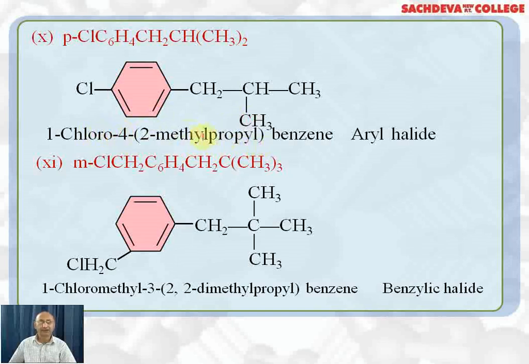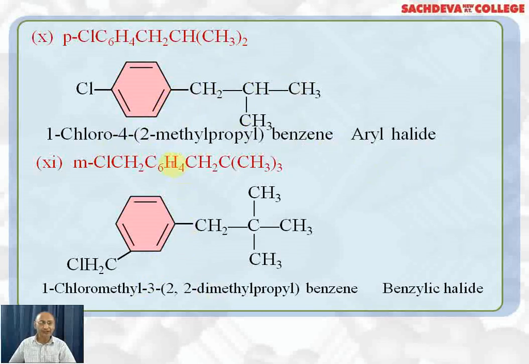2-methylpropyl benzene. Here the parent we have taken is benzene and chlorine will be preferred, therefore we call it 1-chloro. At the fourth position, this group is 1, 2, 3. It means 2-methylpropyl benzene is the parent. This is an example of an aryl halide.